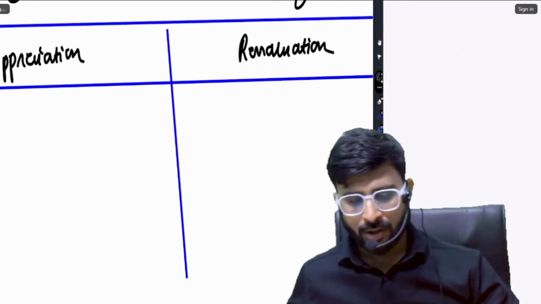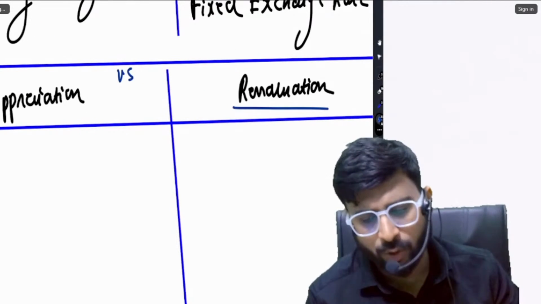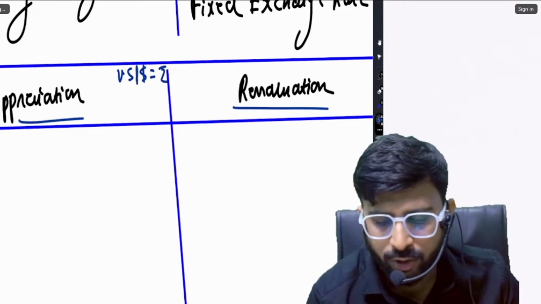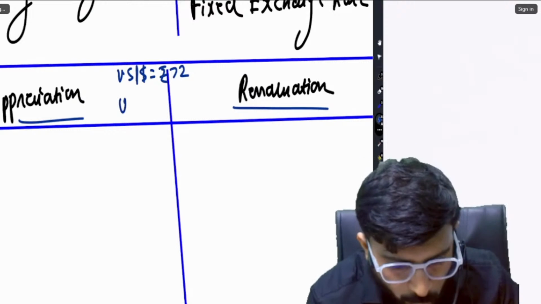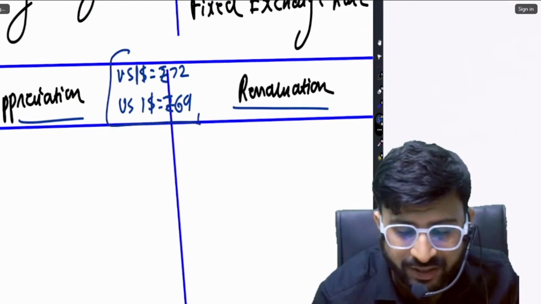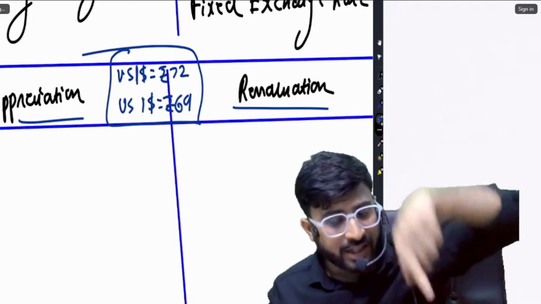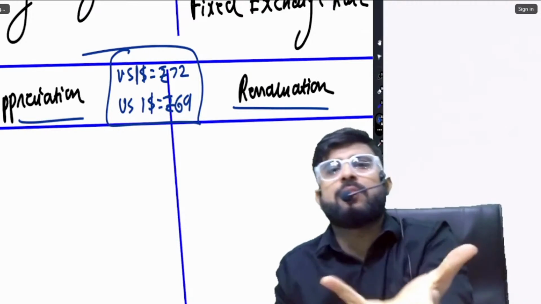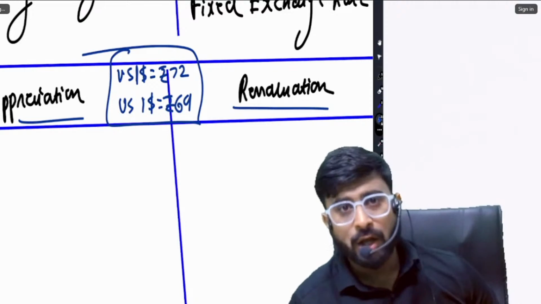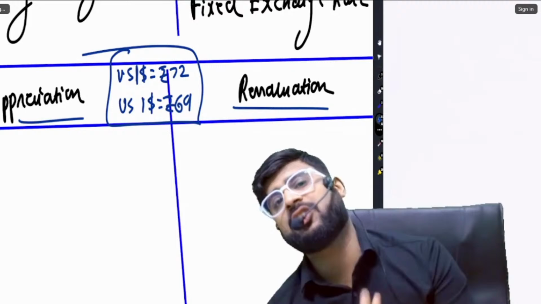So, friends, first an appreciation example. Appreciation and revaluation, both examples remain the same. Suppose one US dollar is rupees 72 and it becomes US $1 equals rupees 69. From 72, it went to 75 earlier, and it has now become 69. That is, the rupee has become stronger and the dollar has become weaker. Friends, that is called appreciation or revaluation.